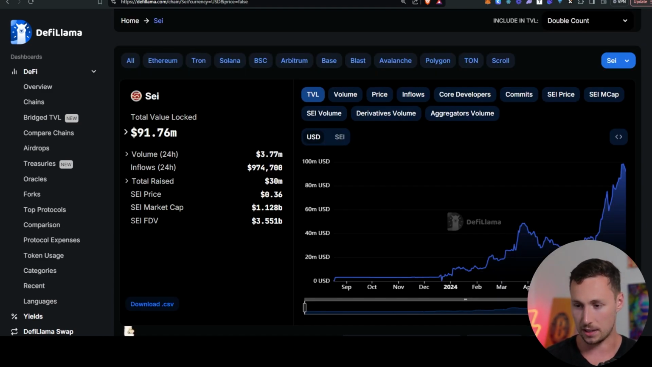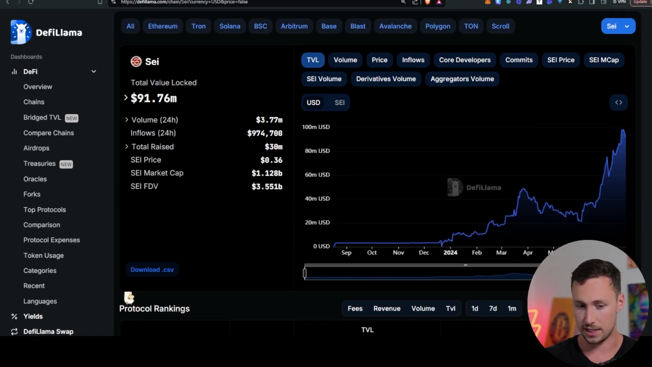So that's total value locked at the chain level. Before we move on to Raydium, let's look at a couple other metrics. You can see here that right in this dashboard on DeFi Llama, you can actually look at other metrics as well. They have volume, they have price, they have inflows, core developers, etc. There's a whole bunch. And the one that I want to focus on right now, besides TVL, aka deposits, is volume. And note, there's volume, there's Sei volume, there's derivatives volume, there's aggregators volume. I'm looking at the one that just says volume.